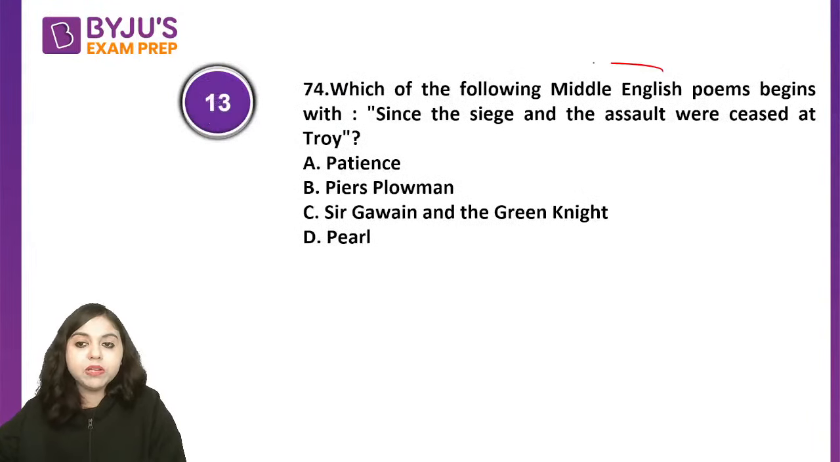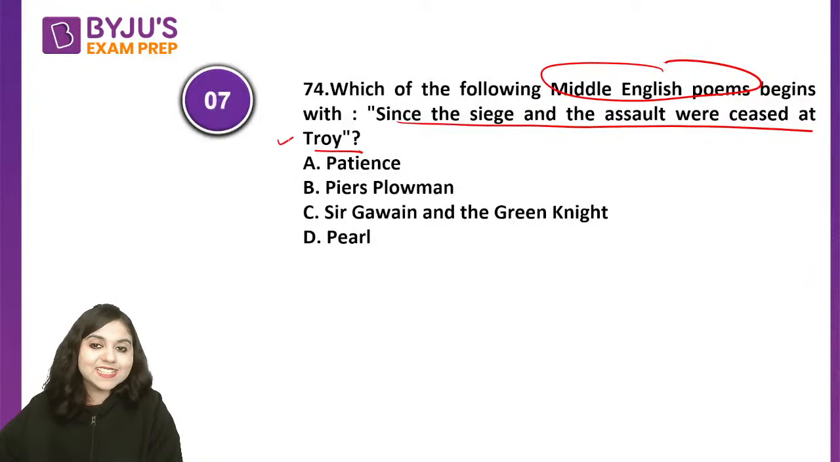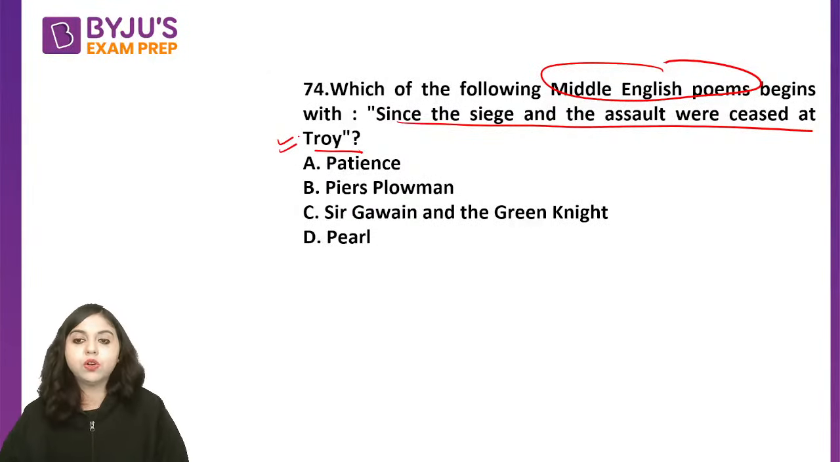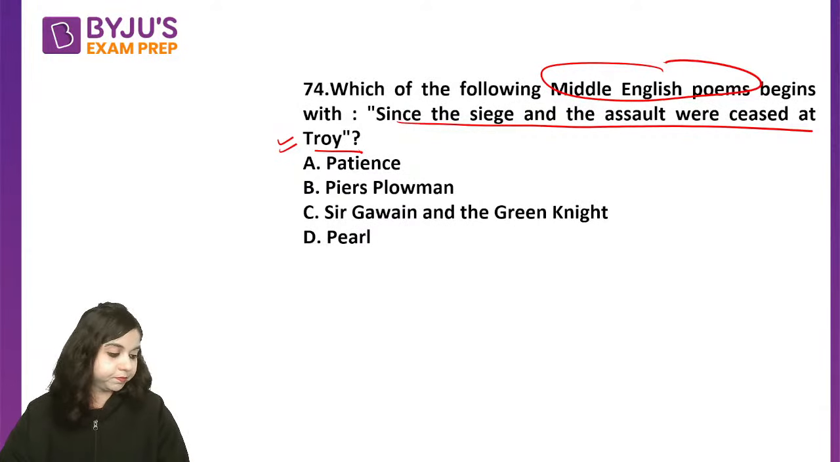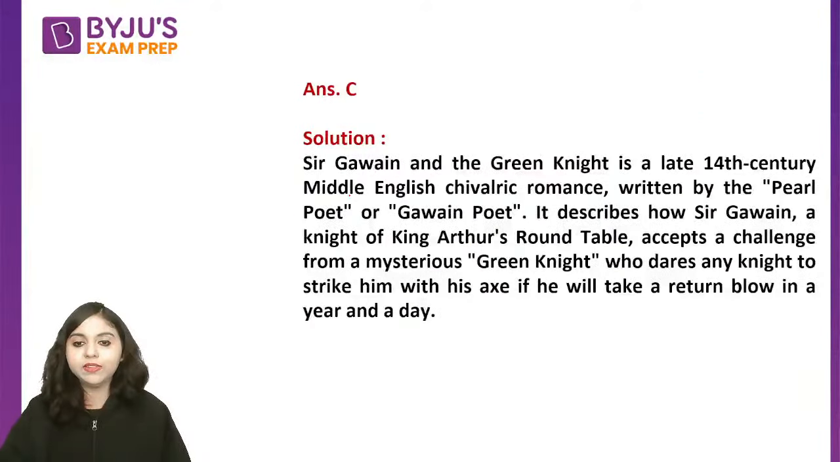Which of the following Middle English poems begins with "since the siege and the assault were ceased at Troy"? What is the correct answer here? Yes, absolutely right. Sir Gawain and the Green Knight.